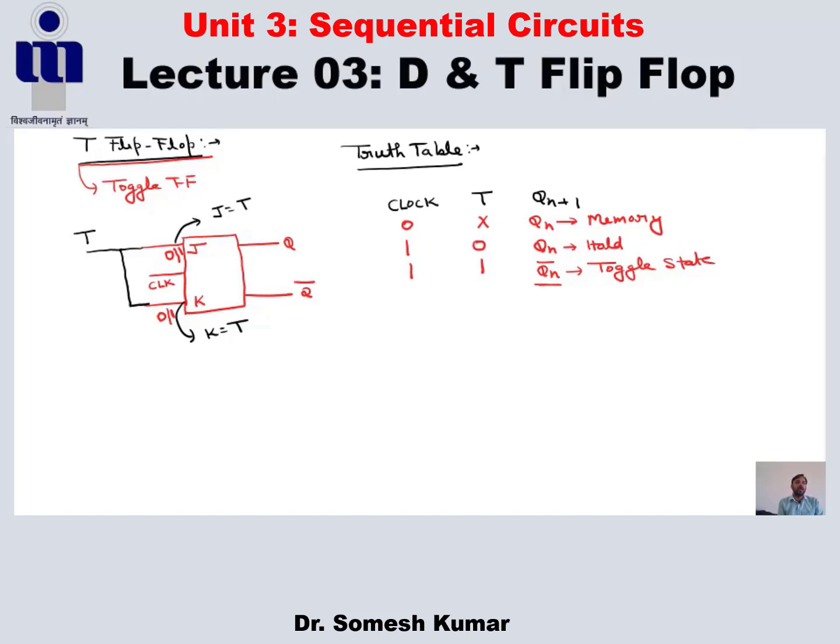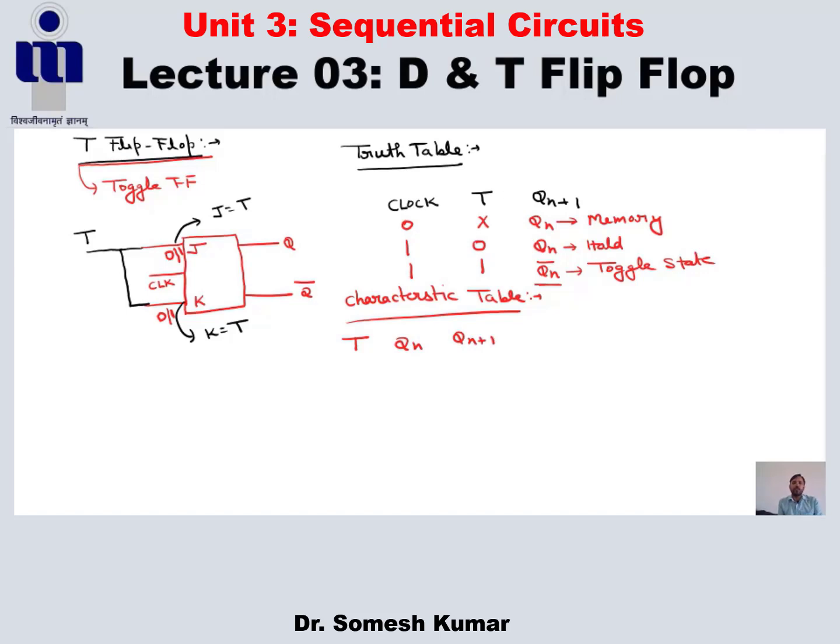Here both J and K are connected to each other and one input, which we are calling the T input. Now we will derive our characteristics table from the truth table. In the characteristics table, the first input is T, the second is Qn, the previous state, and next is Qn plus 1.